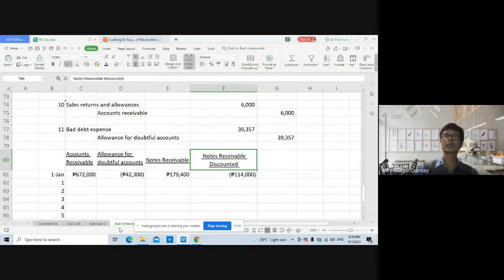And so this 114,000 goods receivable discounted was sold without recourse, or sold with recourse. Okay, so this 114,000 is sold without recourse, with recourse. Okay, so these are the balances, no? Okay.